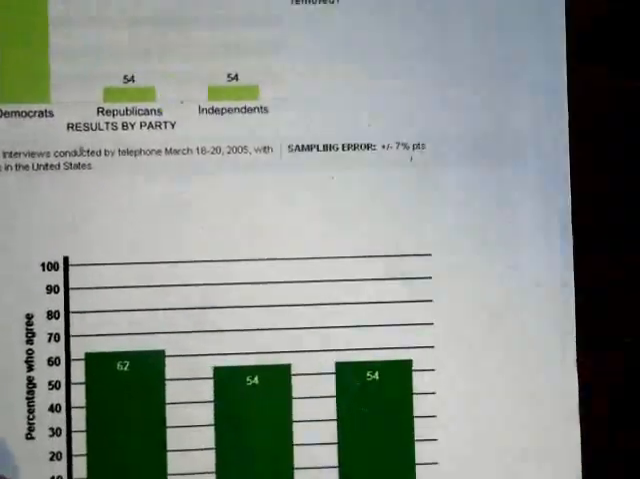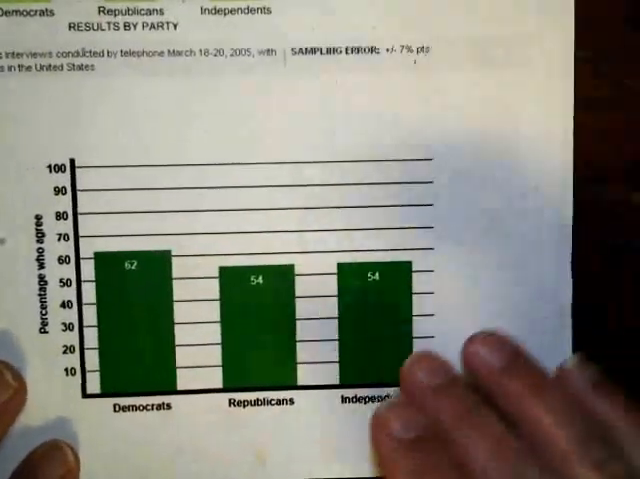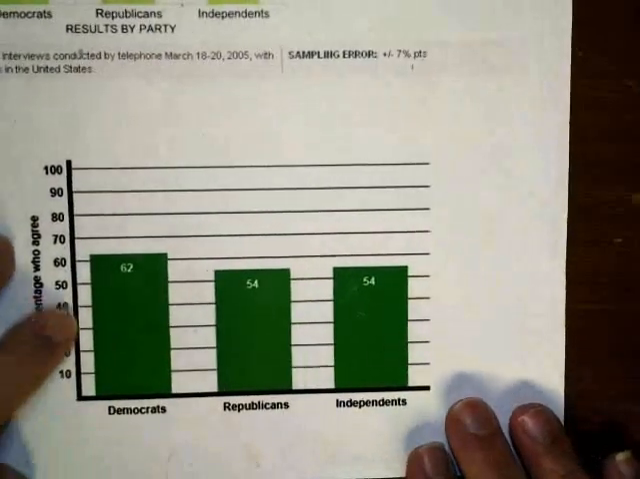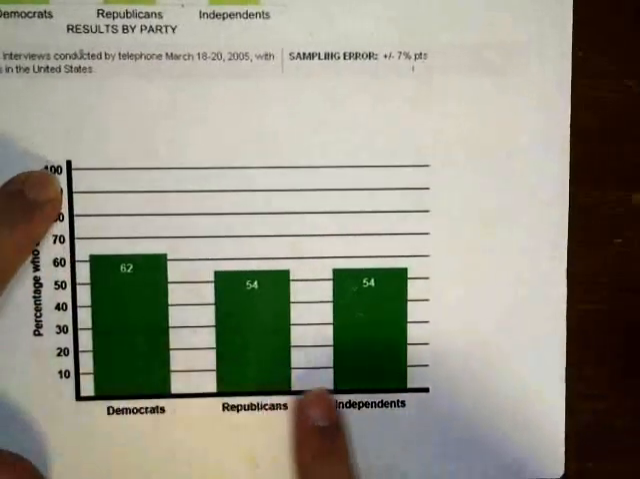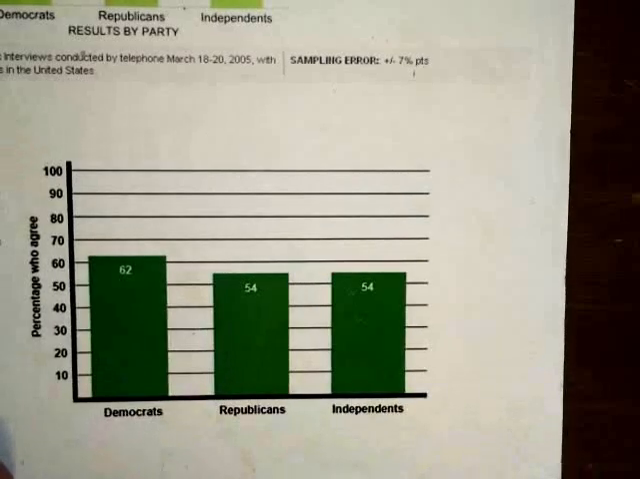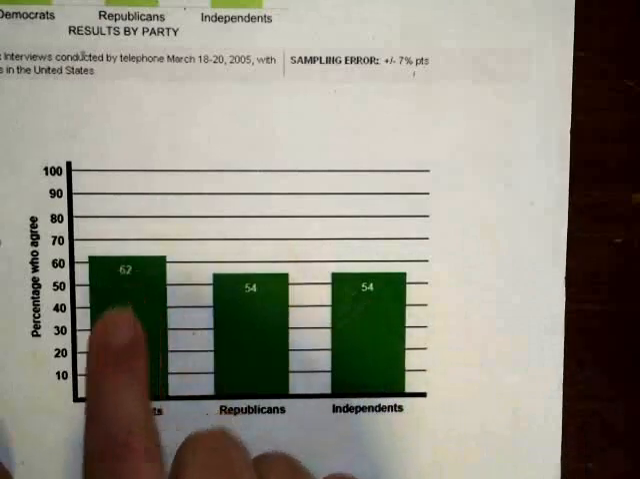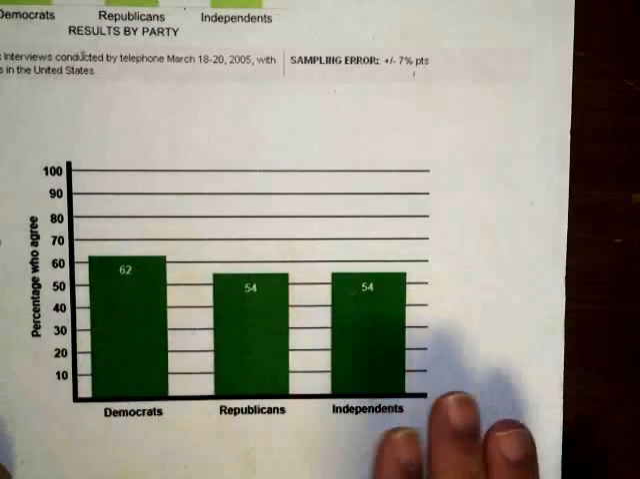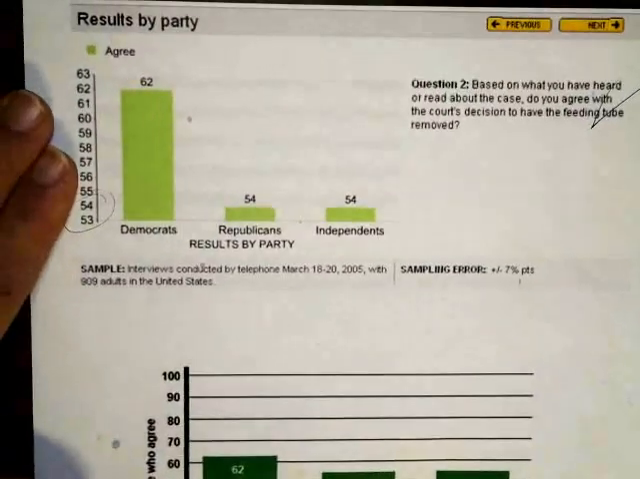So if you look at this graph here, if you go from 0 to 100, this is the actual difference between them. These are at 54, that's at 62. And so you can see that this is very, very misleading.